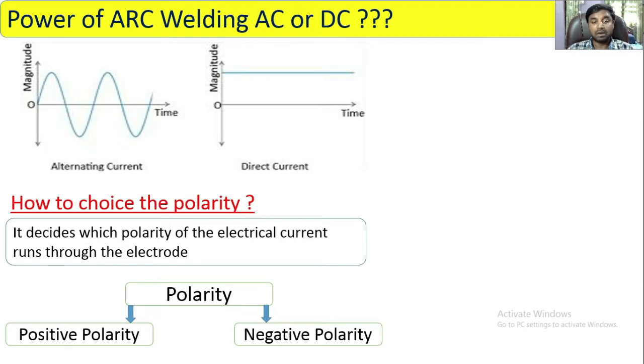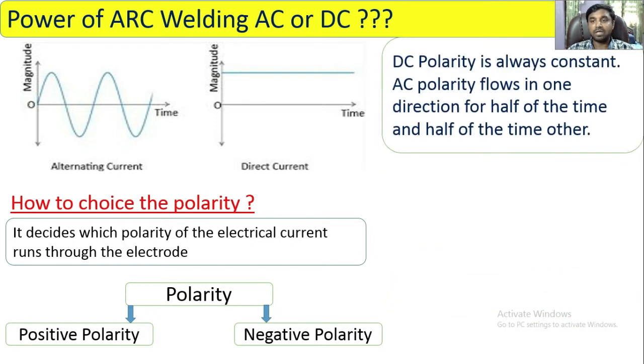Positive polarity and negative polarity are present for each of DC welding and AC welding. So in DC and AC welding, we can see DC positive, DC negative, and also AC positive and AC negative. The polarity has two types now, positive and negative.